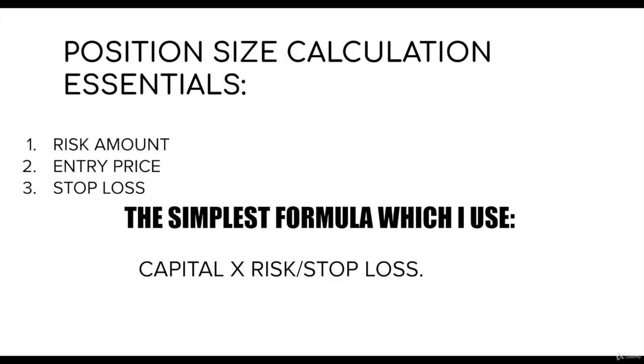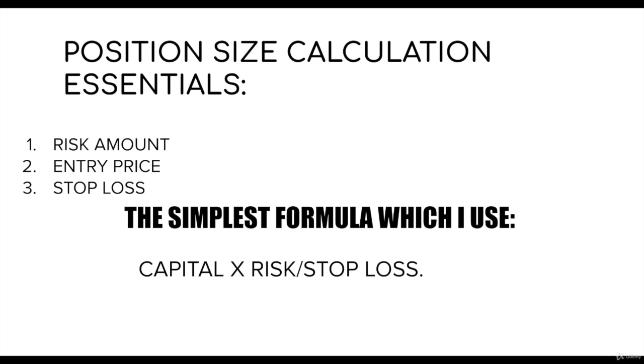Position size calculation essentials. We need three things to determine the position size. Your risk amount, how much risk of your capital you are taking per trade, your entry price, where you are buying or selling, and your stop loss. These things are mandatory for position size calculations. The simplest formula which I use is your portfolio size multiplied by the risk you are willing to take per trade, divided by stop loss, and you will have the position size. Simple as that. People have made this so complicated.